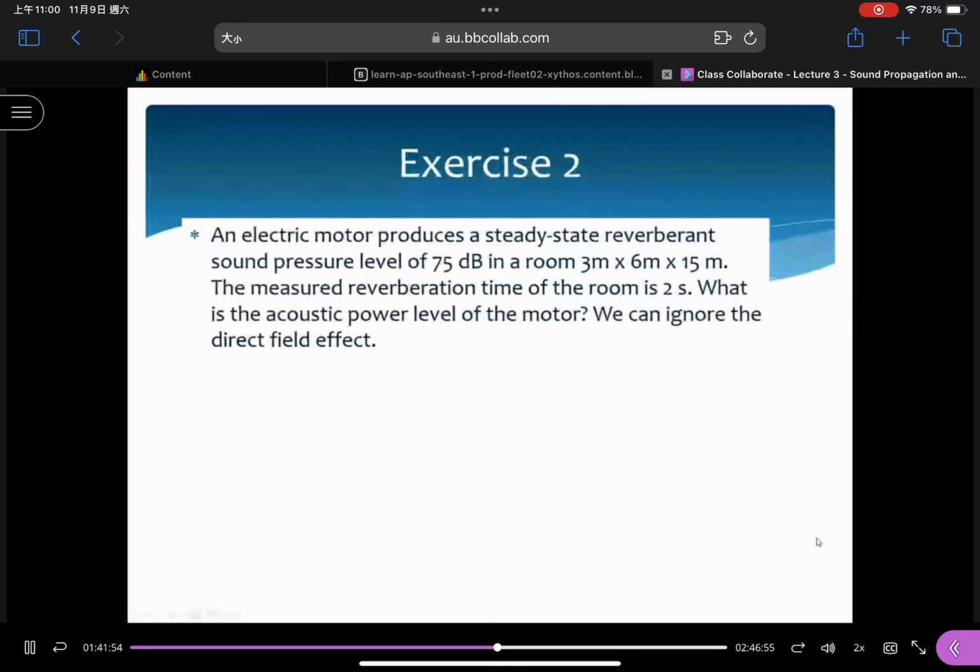Now, this is an example to show how we can find out the acoustic power level of the motor. This is an electric motor that produces a steady state reverberant sound pressure level of 75 dB in a room of 3 meters times 6 meters times 15 meters. The measured reverberation time of the room is 2 seconds. What is the acoustic power level of the motor?